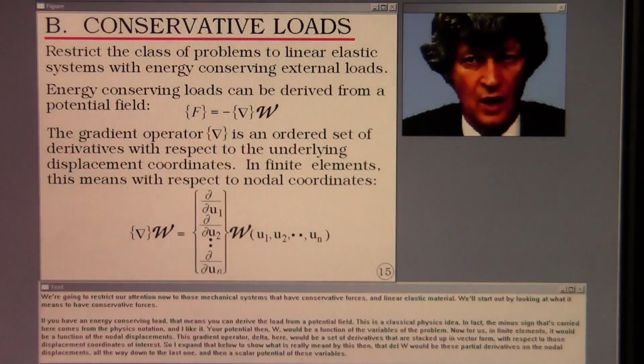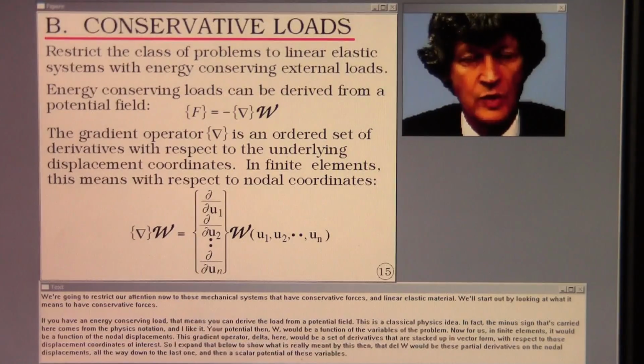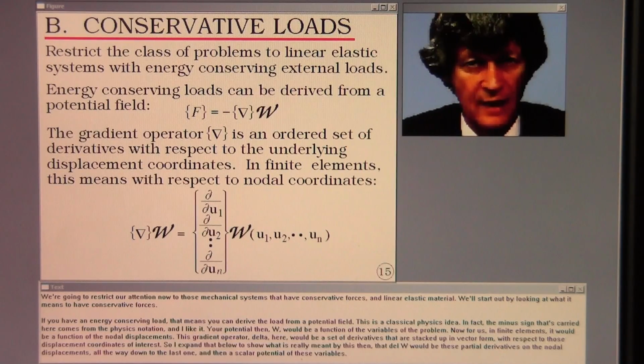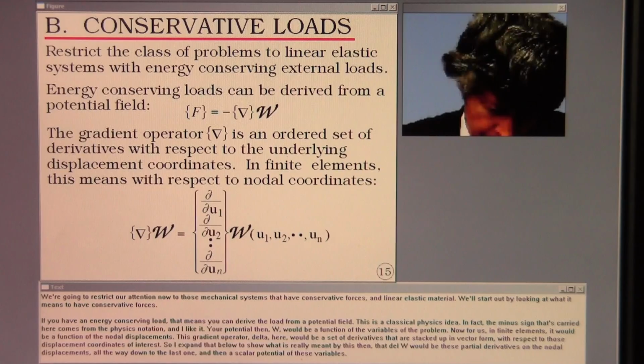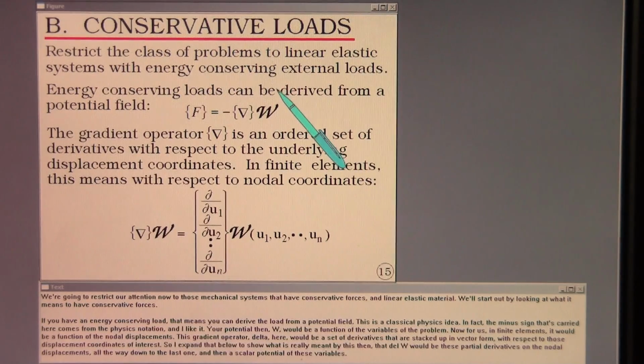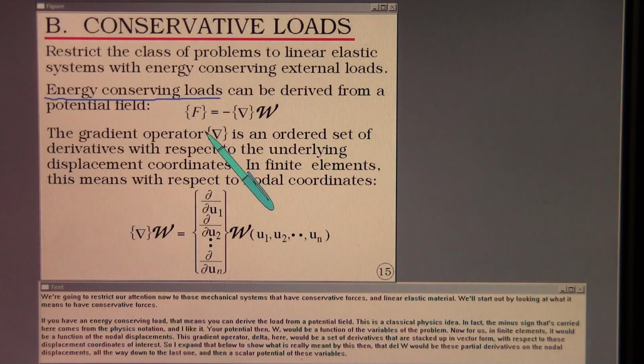We're going to restrict our attention now to those mechanical systems that have conservative forces and linear elastic material. We'll start out by looking at what it means to have conservative forces. If you have an energy-conserving load, that means you can derive the load from a potential field. This is a classical physics idea. In fact, the minus sign that's carried here comes from the physics notation, and I like it.